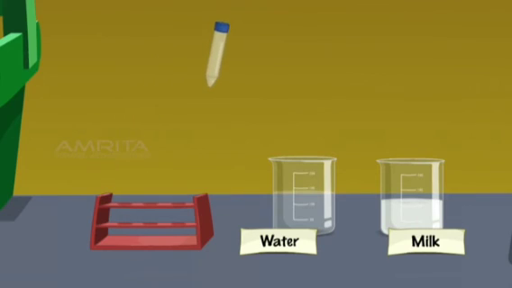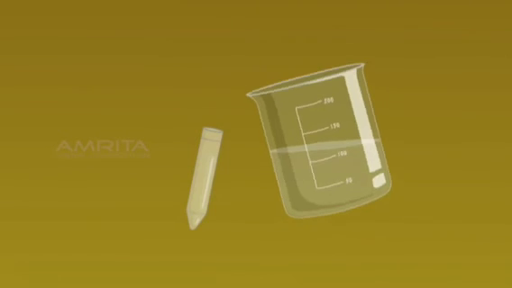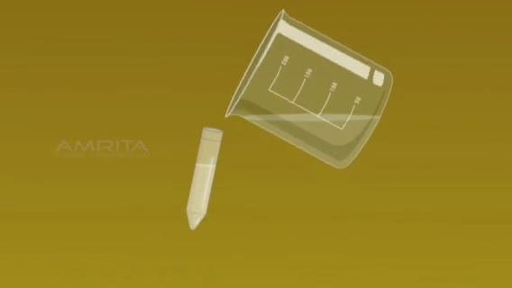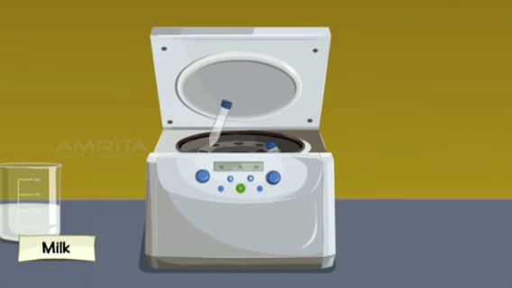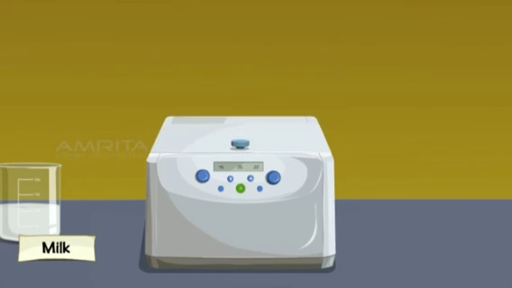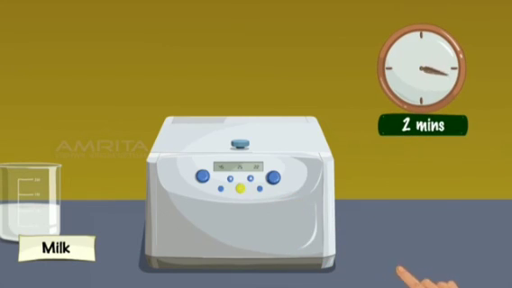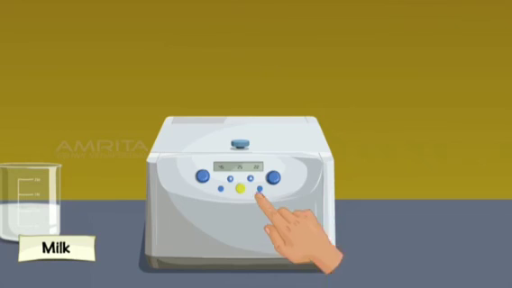Take another centrifuge tube and fill 3/4 of it with distilled water. Place it opposite to the first centrifuge tube to balance the centrifuge machine. Then, close the centrifuge machine and centrifuge the milk for 2 minutes and stop the machine.